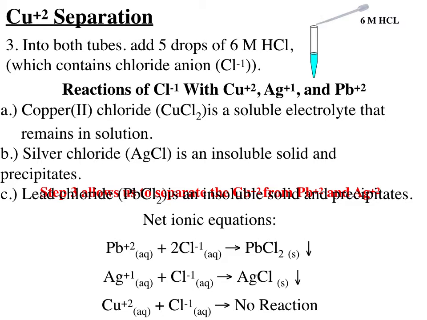Now, at the bottom of the slide here, notice I show the three possible net ionic equations of the formation of lead chloride precipitate, the silver chloride precipitate, and if possible, the copper 2 chloride precipitate. Notice I do show a product formed for the addition of chloride for the lead cations or the silver cations, but I show a no reaction for the presence of the chloride anions with the copper plus 2 cations because no precipitate forms in that case.